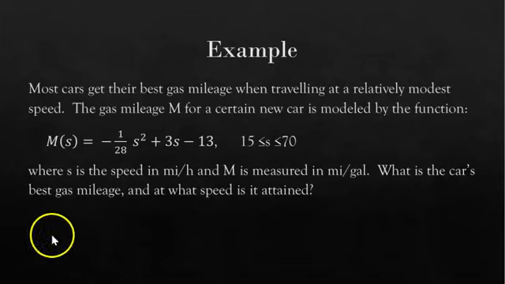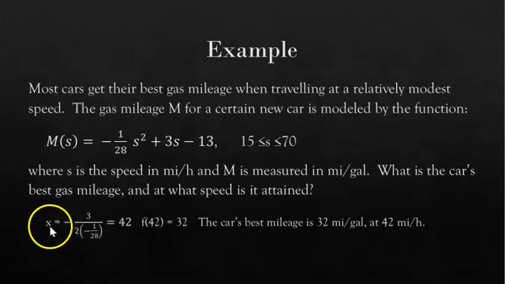So notice they're asking for a maximum, the best mileage. So they want the maximum of this function. So this is just like that previous example that we did. We're going to use negative b over 2a, find out that value, and then take it and plug it in. So x equals negative 3 over 2 times negative 1 over 28. And if you plug this into a calculator, you get 42.